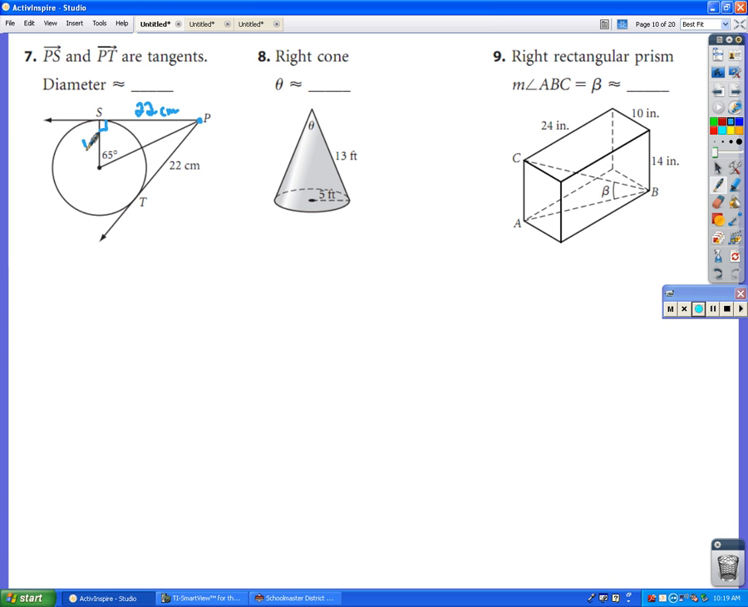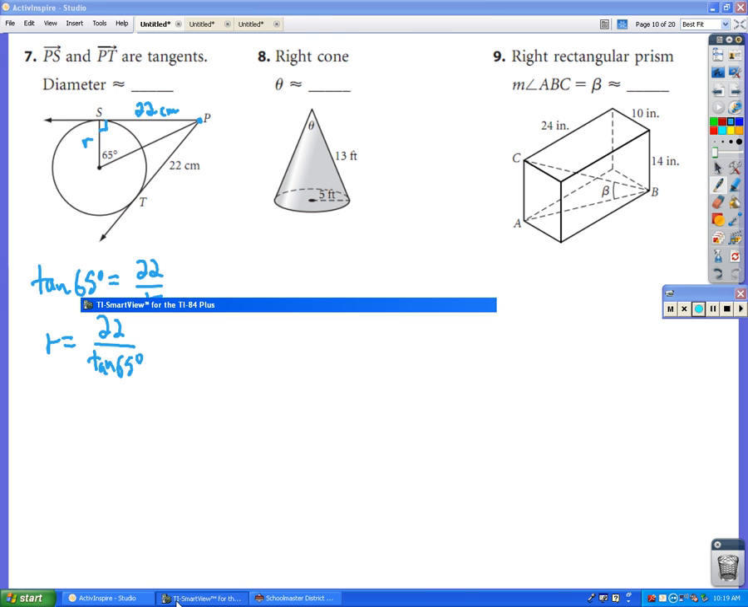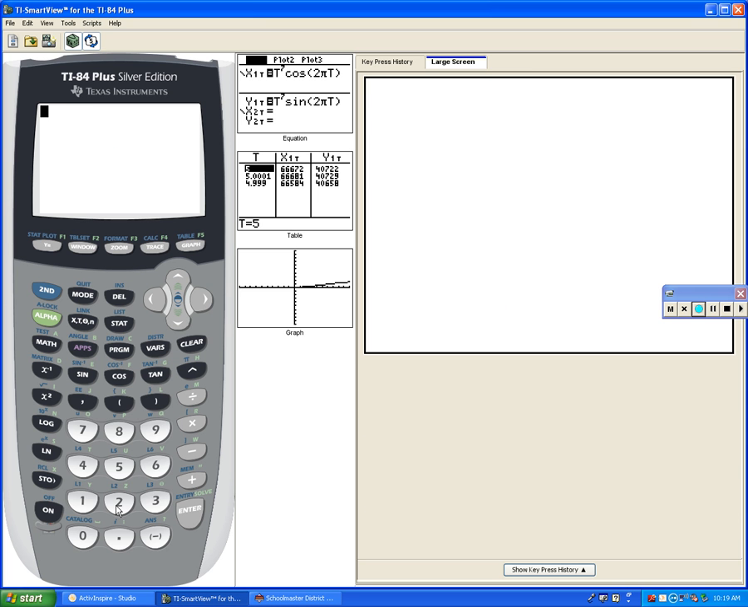So I'm trying to find this radius right there, which is adjacent to the 65-degree angle. I know the 22 centimeter side, which is opposite. So I'm going to go tangent of 65 degrees equals the opposite side over the adjacent side. And then since my variable is on the bottom, to solve this, I need to go 22 divided by the tangent of 65 degrees. So that is a calculator problem again.